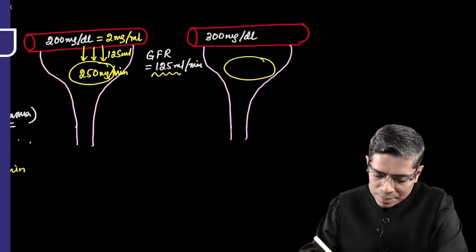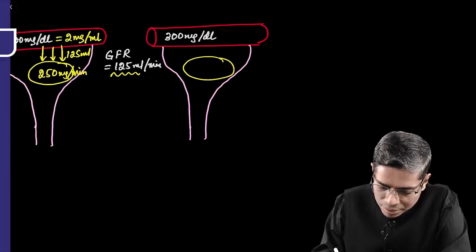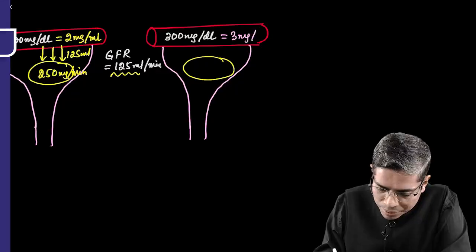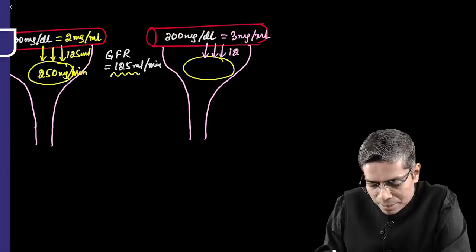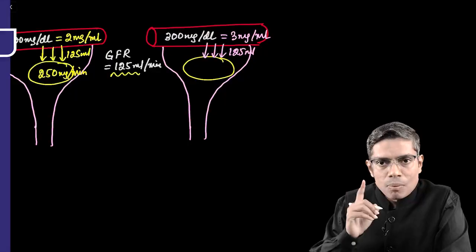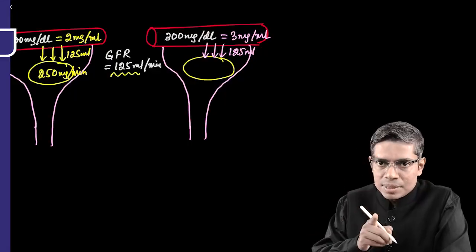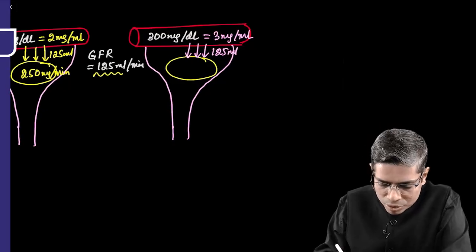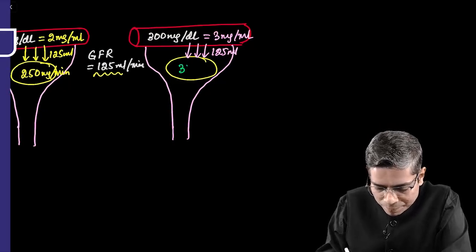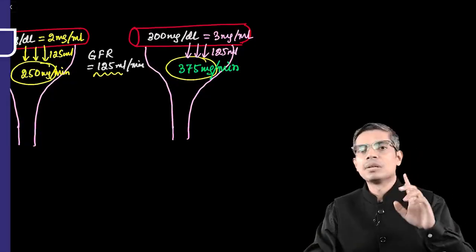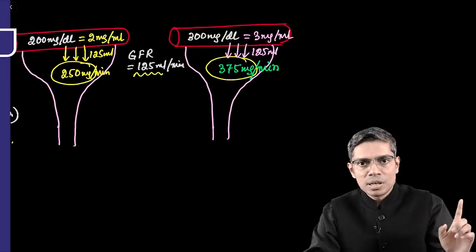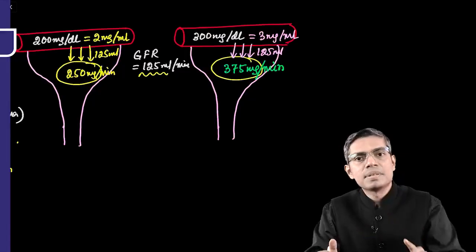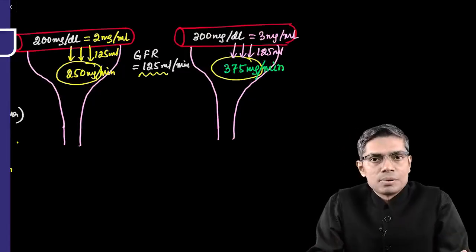So in the second patient, I am going to do the same thing. Here the plasma glucose is 3 milligram per ml, right? And with the GFR, in 1 minute 125 ml plasma is getting filtered. So 1 ml plasma contains 3 milligram glucose. If 125 ml is filtered, how much total glucose? 375 milligram of glucose is going to reach the level of Bowman's capsule in 1 minute. So 250 milligram in 1 minute of filtration is the tubular load in the first patient. 375 is the tubular load, or filtered load, in the second patient.